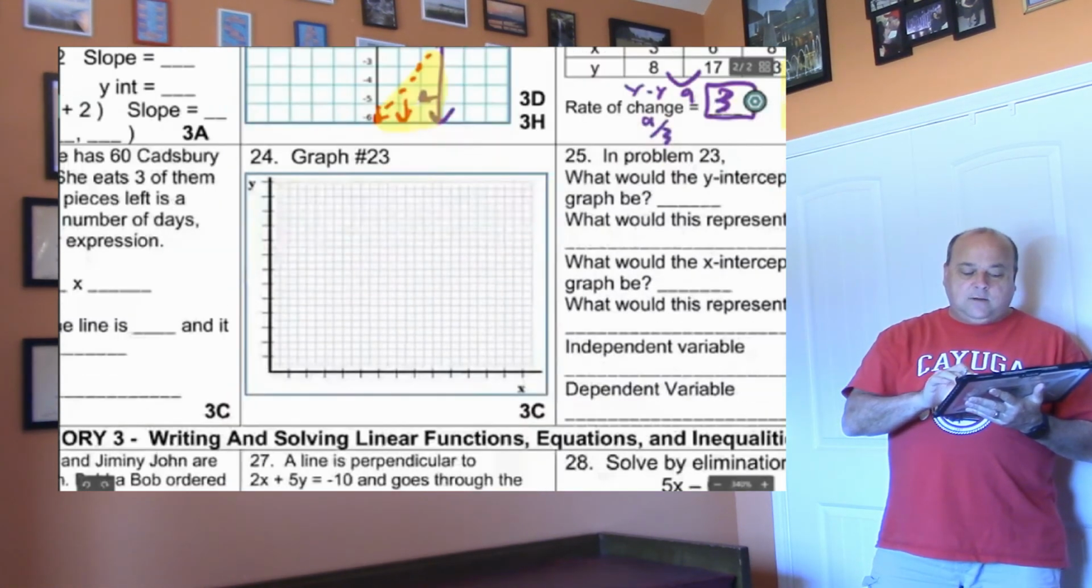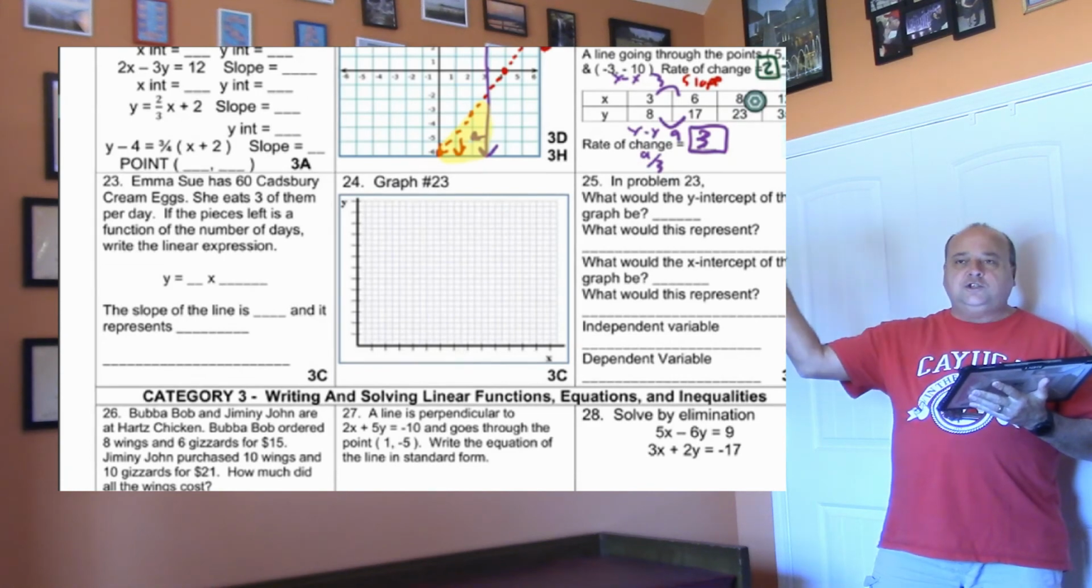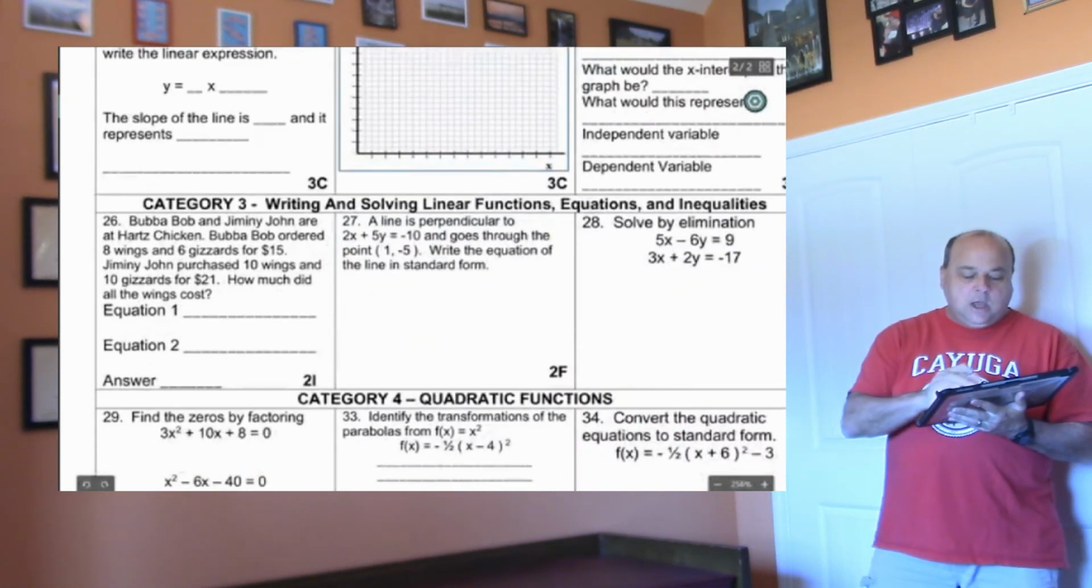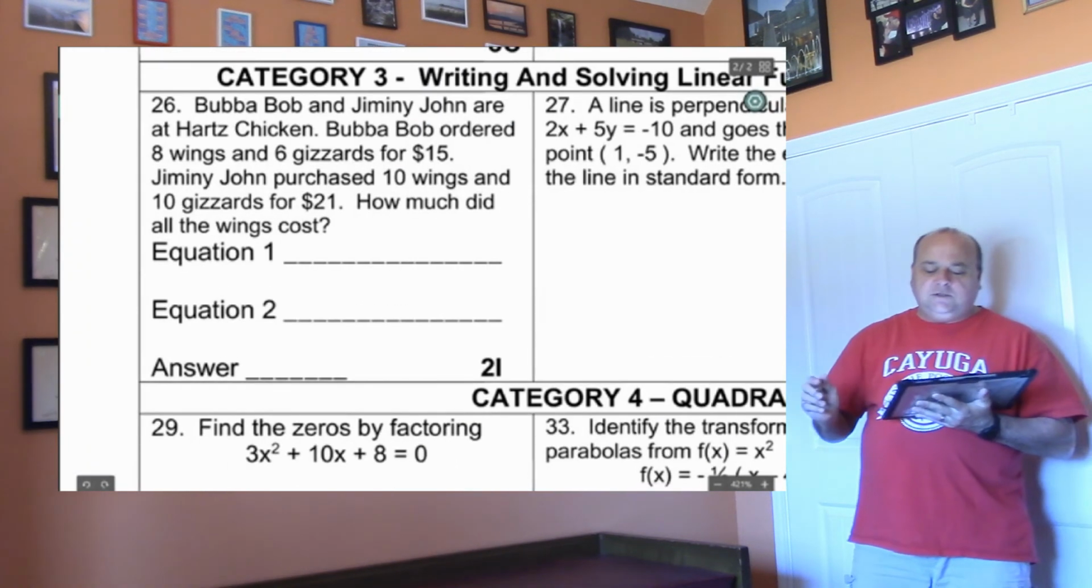Okay, let's keep going down. You should be able to squish through 23, 24, and 25. You've been doing that since the beginning of the year. 26, let's get the equations.